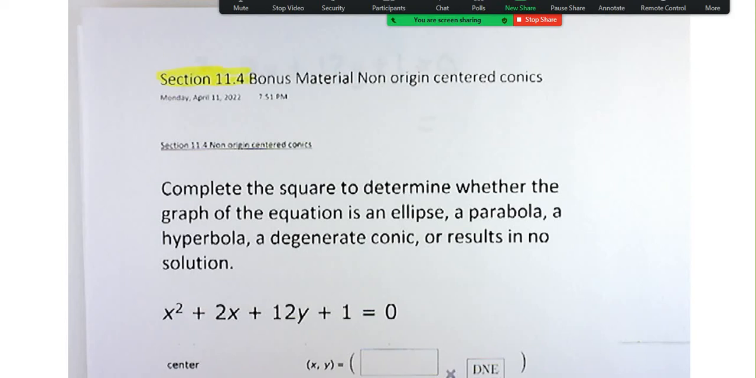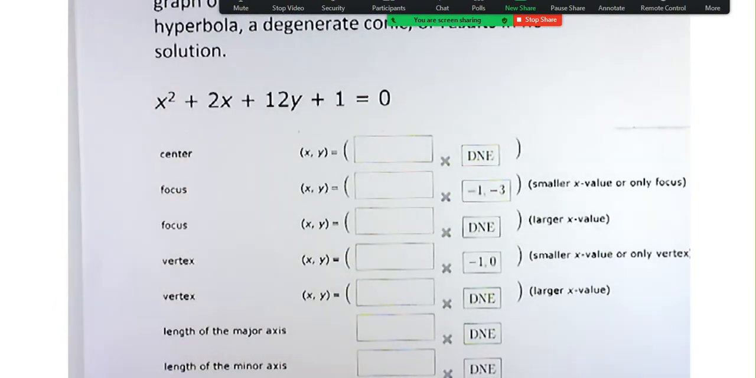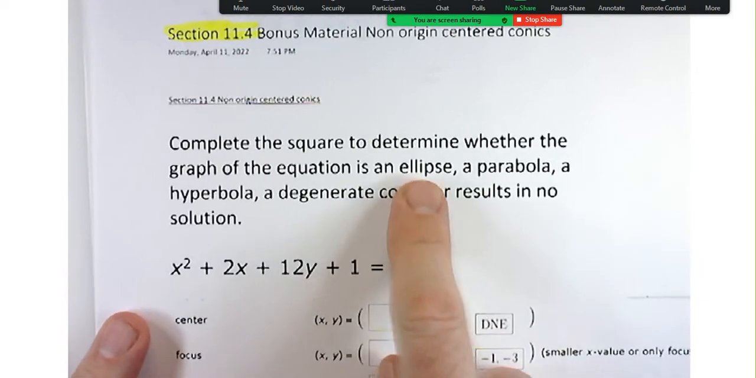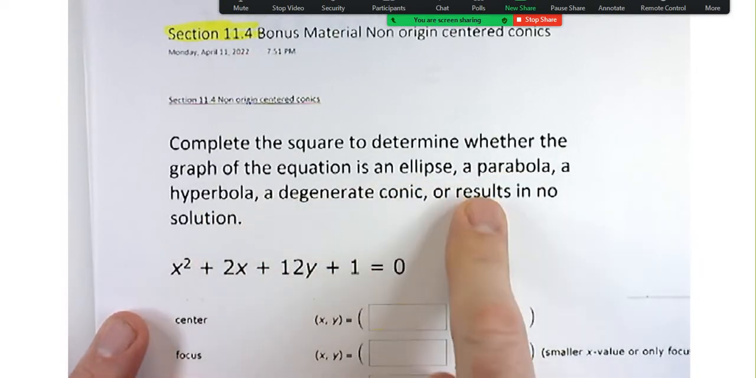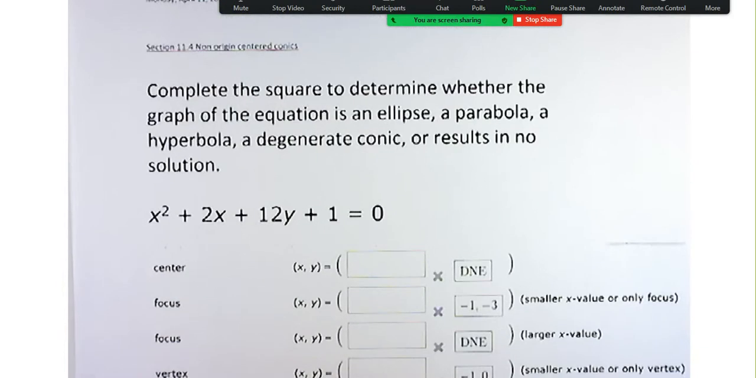So section 11.4, we're going to get away from always having to have a vertex at the origin or a center at the origin. And we're going to start it with this problem right here. Now before we do anything, what I want you to do is tell me what graph you're going to see. They've given you a lot of choices here: an ellipse, a parabola, a hyperbola, a generic conic, or no solution.